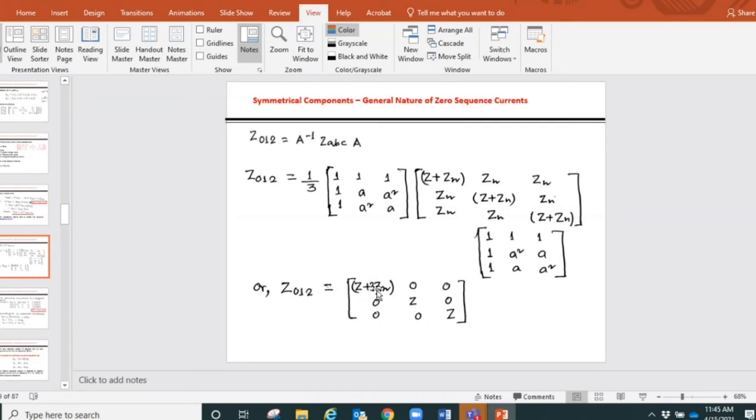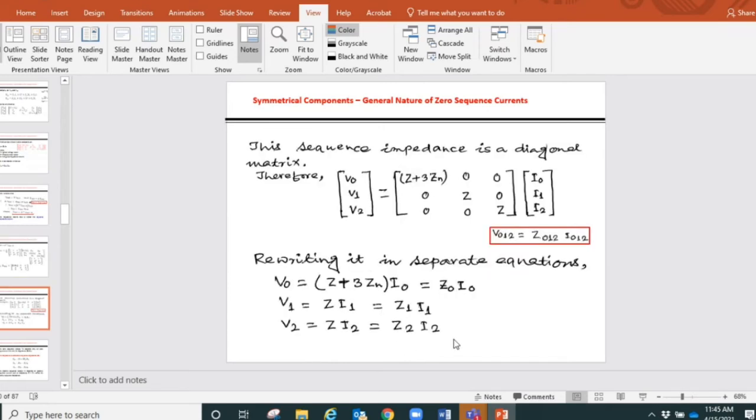So it's Z plus 3Zn, 0, 0; 0, Z, 0; 0, 0, Z. This is the sequence impedance matrix, and it comes like that. If we derive that, again we replace it like this from the previous one, and we write V0, V1, V2 for the voltages of the sequence components, and I0, I1, I2, because we know this equation: V012 is equal to Z012 times I012.